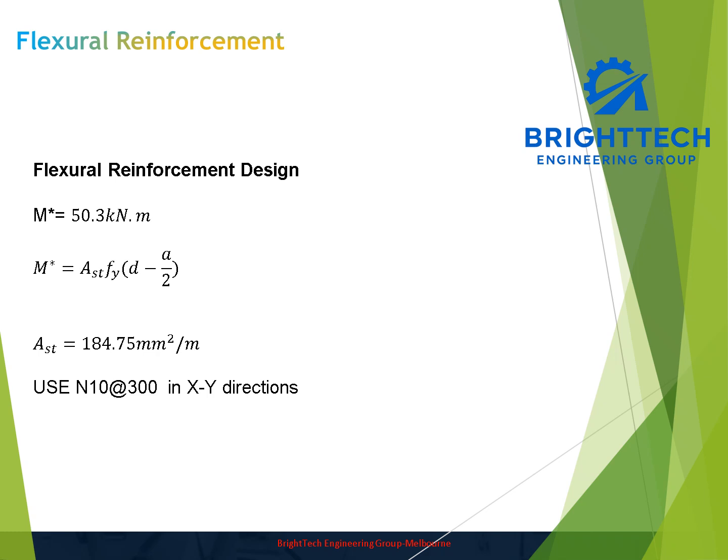Then in order to find the flexural reinforcement, we have M star, which is Ast fsy (d minus a over 2). This can be found by the stress block, and Ast is 184.75 square millimeter per meter. So we can use N10 at 300 spacing in both directions.